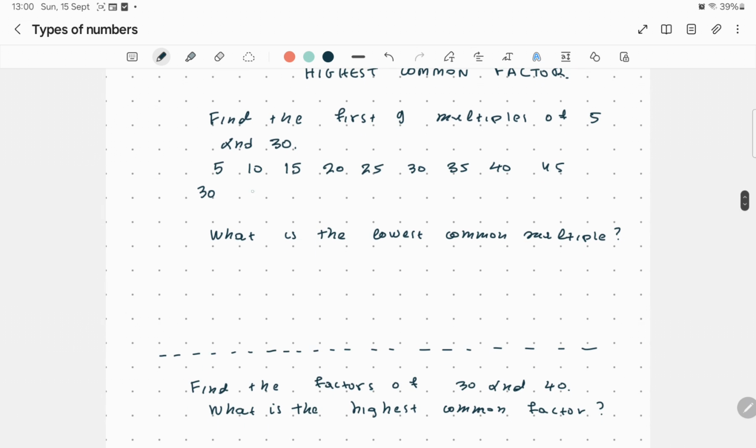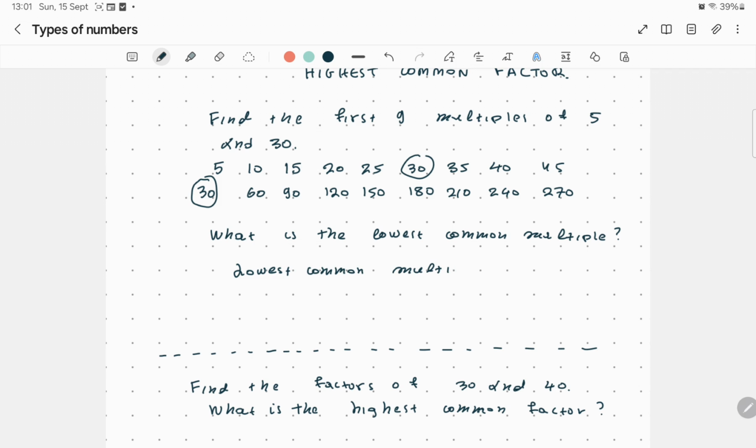9 multiples, and then we have 60, 90, 120, 150, 180, 210, 240, 270. You go up by 5 and you go up by 30. So the lowest common multiple, what is the lowest number here? The lowest one is 30. And here on the other list is 30. So the lowest common multiple is 30.